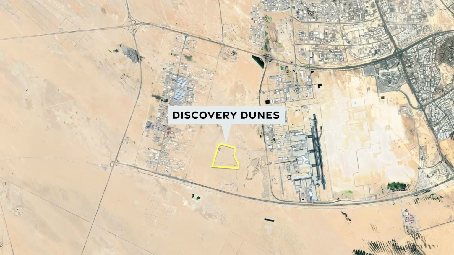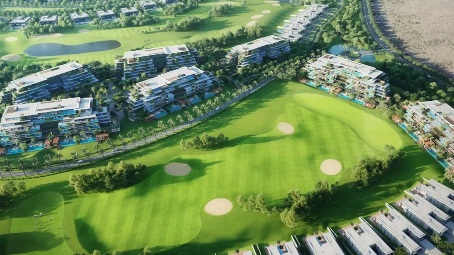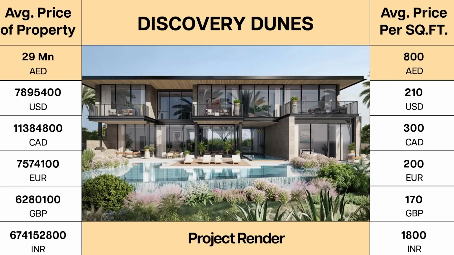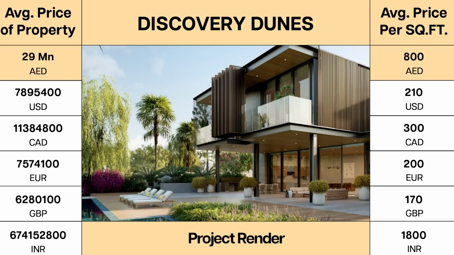Special mention here will go to this exclusive community coming up by the name of Discovery Dunes by a premium developer from US, and this project is to be sold only on an invitation basis. It will offer huge villas around a golf course and the units are at around just 800 dirhams per square foot of plot and at an average price for the villa being at 29 million dirhams.